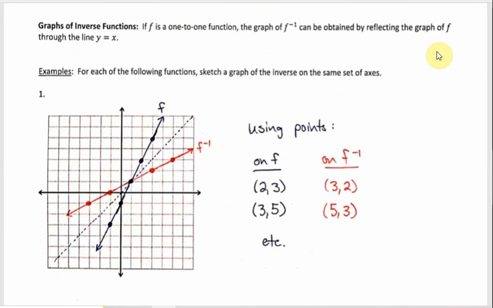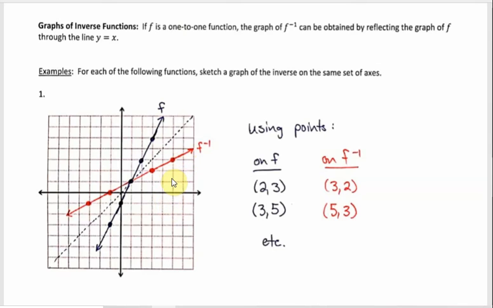The next thing is graphs, where if f is 1 to 1, then if you want to get the graph of f inverse, you can get it by reflecting through the line y equals x. So what's supposed to be going on here? Obviously the dotted line is y equals x, and it's going through the origin, 1, 1, 2, 2, 3, 3, 4, 4, and so forth. The blue line is supposed to be f. And then the red one is the inverse.